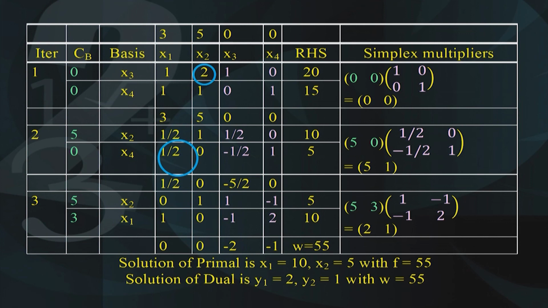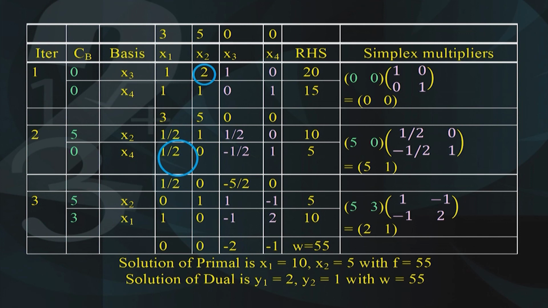The solution of the primal is the basis corresponding to the right hand side, and what is that? That is nothing but x1 is equal to 10 and x2 is equal to 5. So, 10, 5 is the solution of the primal with the objective function equal to 55. And if you look at the simplex multipliers shown in the last column, you can see that the solution of the dual is nothing but y1 is equal to 2 and y2 is equal to 1, that is 2 comma 1. This is the solution of the dual. Of course, its objective function value is 55.